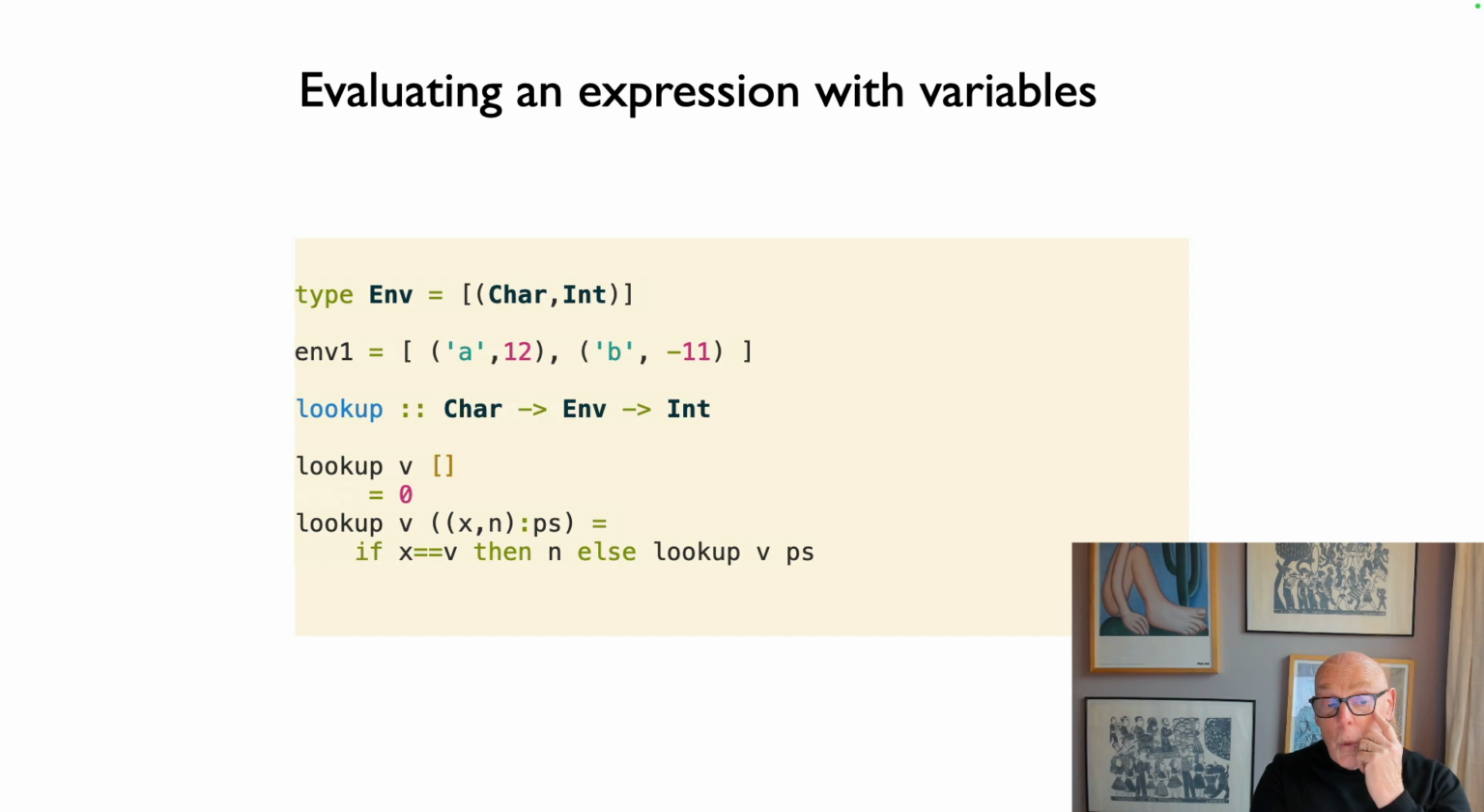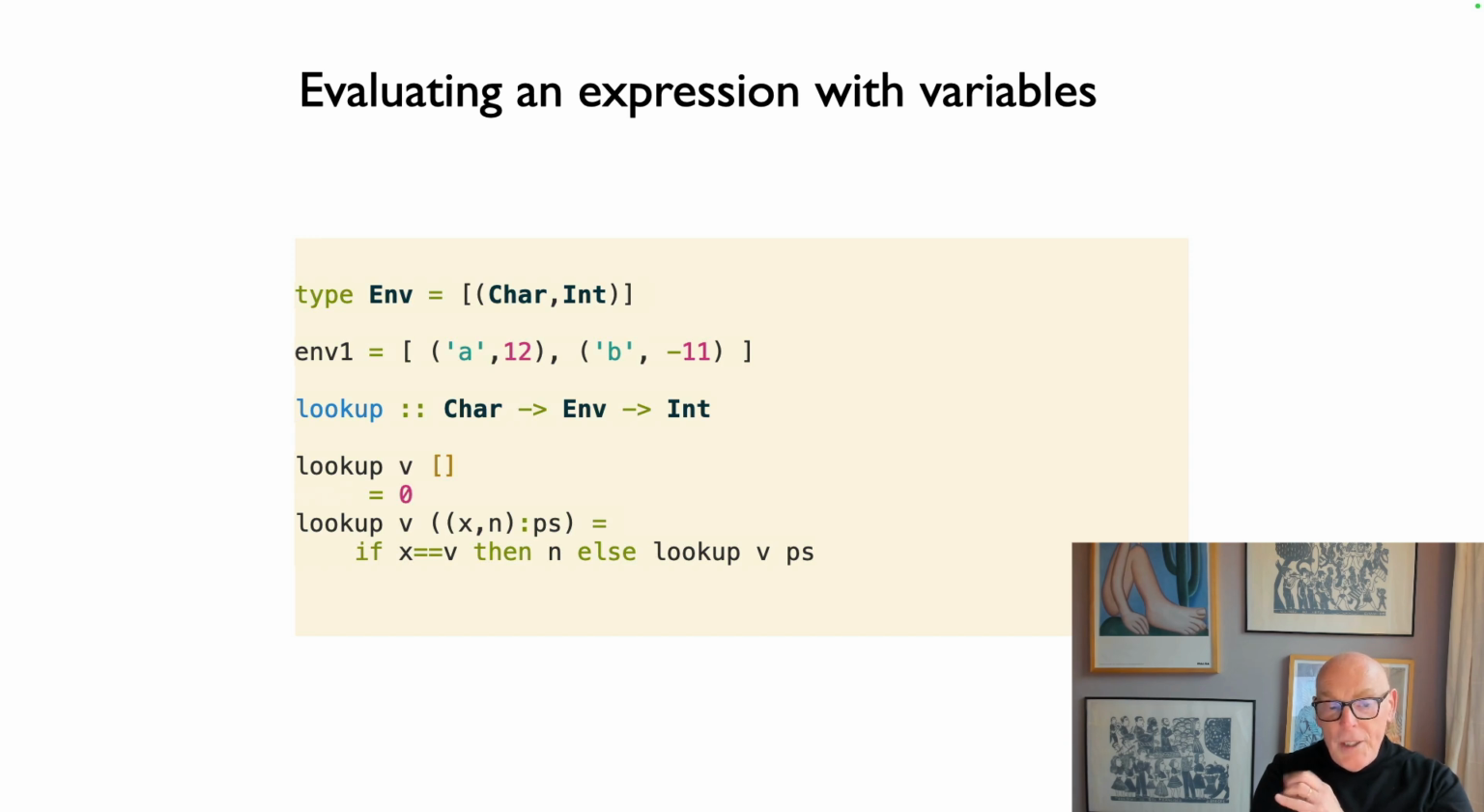We need to decide what to do in the case that a character isn't in the environment, isn't given a value. What I've done here is say the value is 0. But equally well, we could say it's an error, but I've just arbitrarily chosen it to be 0.